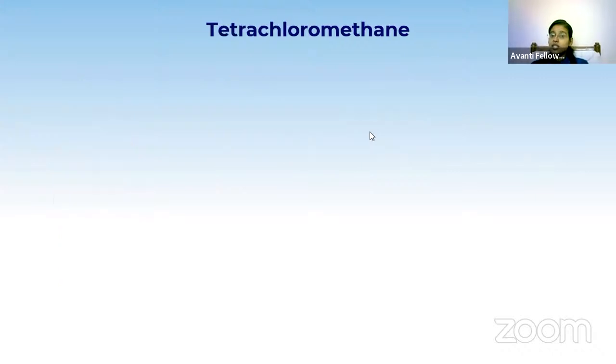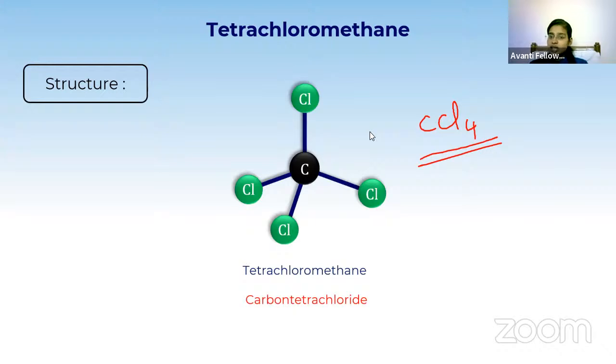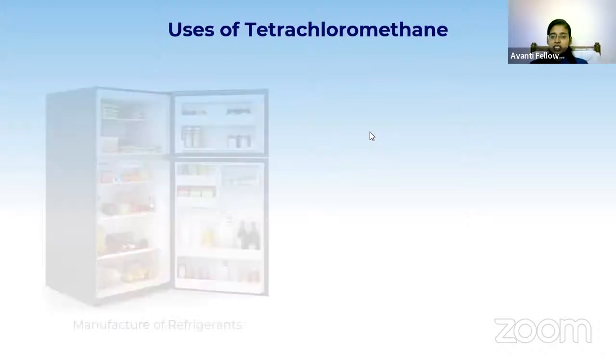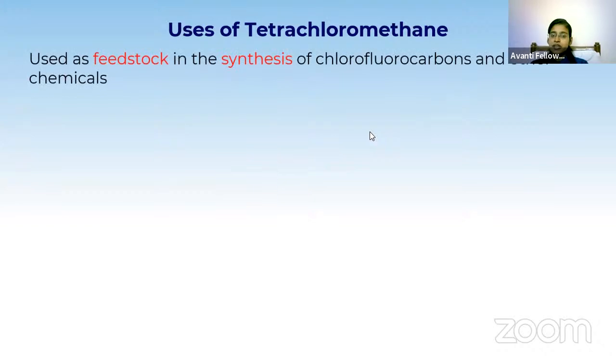Then the fourth compound is tetrachloromethane, CCl4. The common name of this is carbon tetrachloride. It is used in the manufacture of refrigerants and for the manufacture of propellants for aerosol cans. And also it is used as a feedstock, as a starting material in the synthesis of many compounds like chlorofluorocarbons and other chemicals.